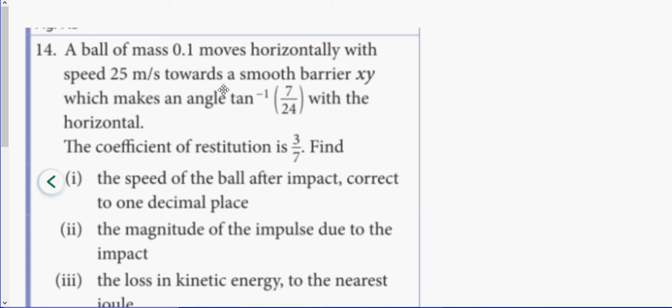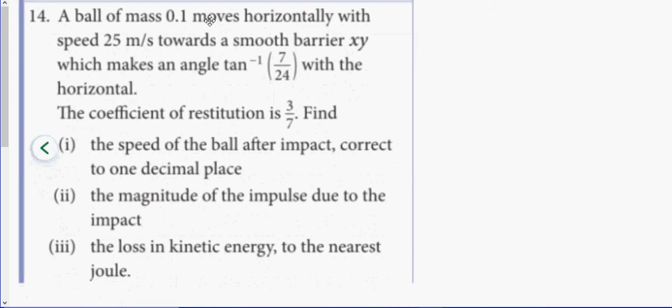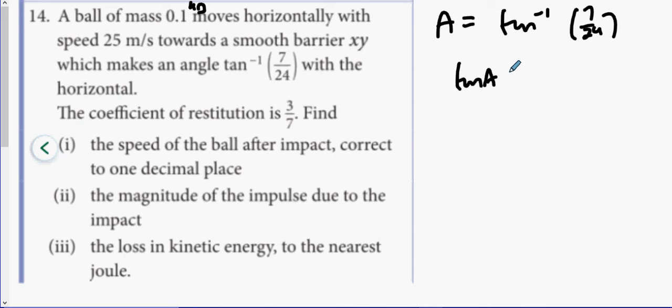A mass of 0.1 kilograms, I assume it's kilograms, moves horizontally with speed 25 meters per second towards a smooth barrier xy, which makes an angle. Now, angle A equals tan inverse of 7 over 24. This implies that tan A is 7 over 24. It's a 7, 24, 25 triangle.